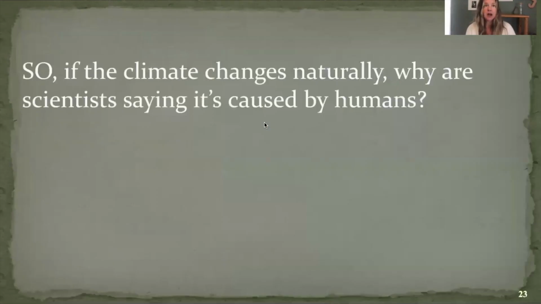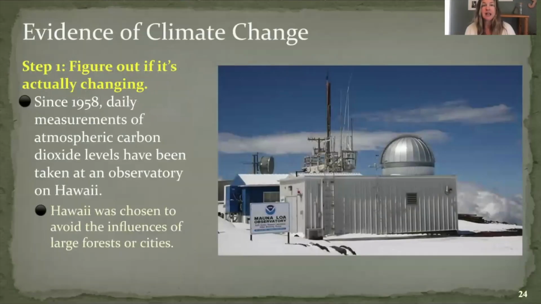So, moving on. If the climate changes naturally, then why are scientists saying it's caused by humans? Well, here's evidence of climate change. Okay, we're gonna get to the human thing in a little bit, but first I wanna just at least showcase why the climate is actually changing. Step one, figure out if it's actually changing. Don't take my word for it. Let's look at the data.